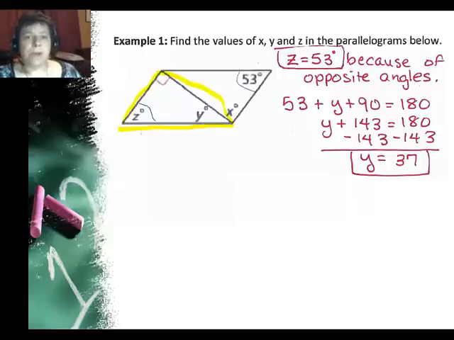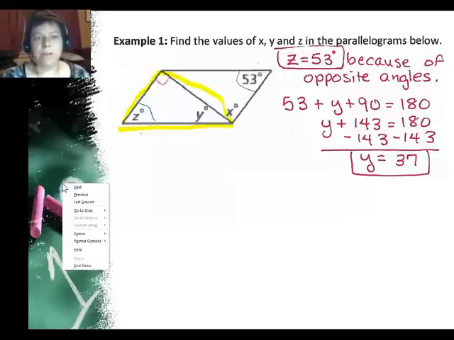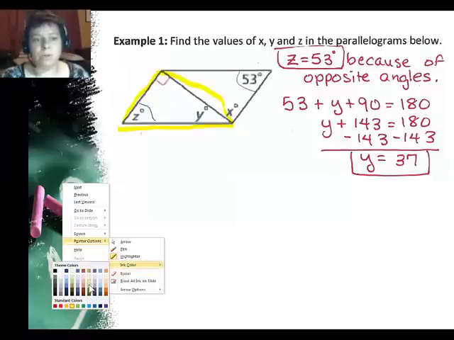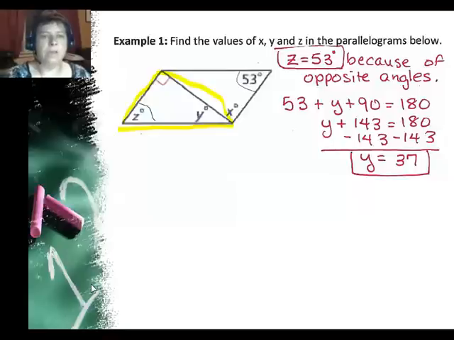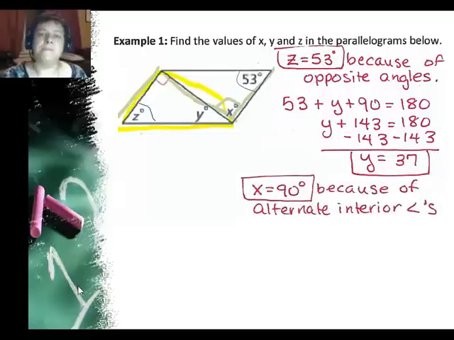I can also figure out x because there's actually a pair of parallel lines here. Remember, opposite sides are parallel and congruent, so I'll just use a lighter color. So the pair of parallel lines are right here, and here's my transversal. This is an alternate interior angle right there, so that makes that a 90-degree angle, and I can find out that x is 90 degrees.